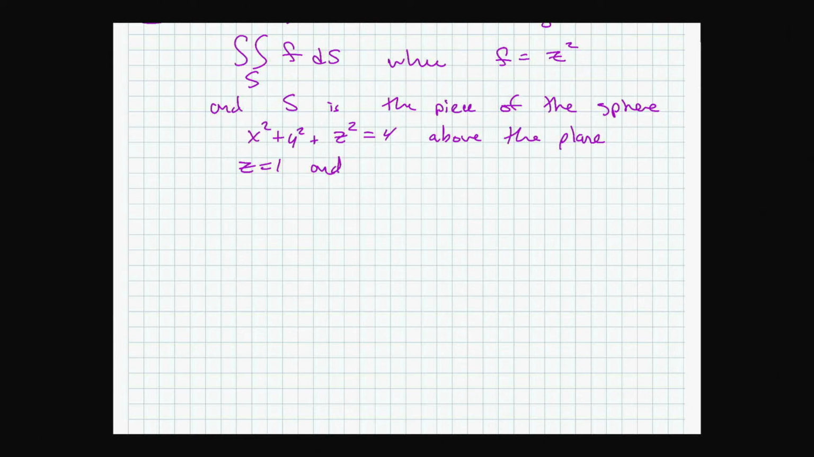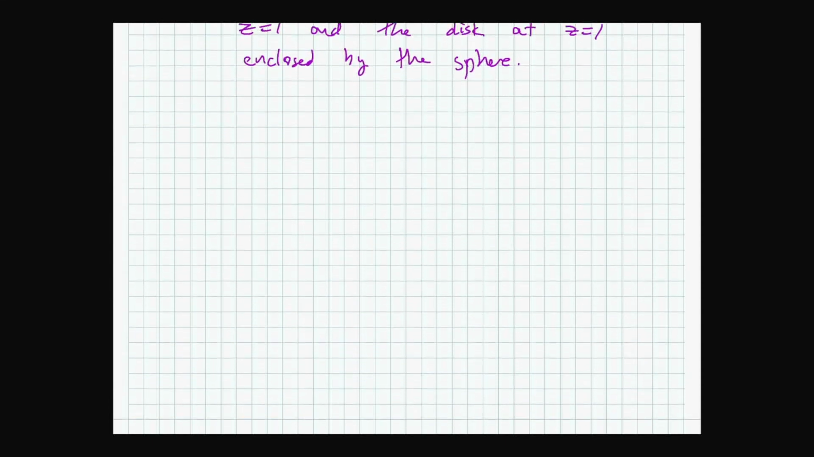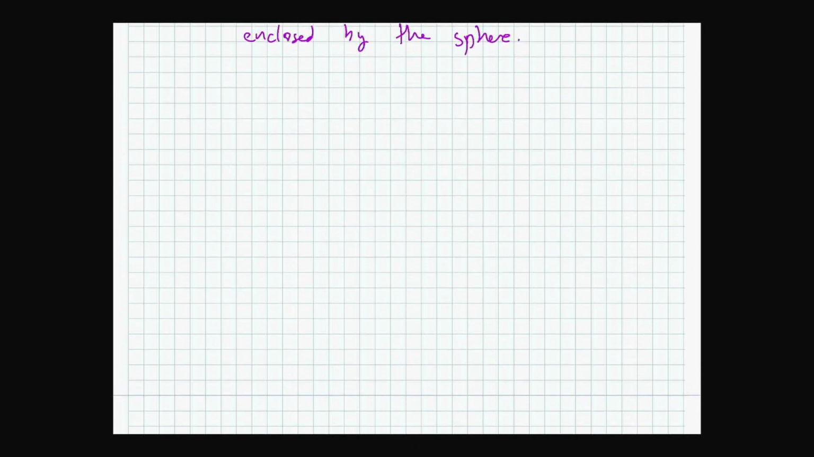And the disk at z equals 1 enclosed by the sphere, which is not going to be super understandable, but it will be once you see the picture. It will make sense, I guarantee it.